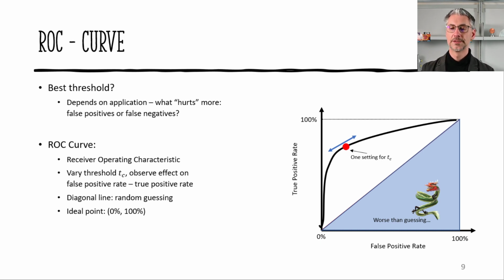It's named after the receiver operating characteristic from radar screens, and what we essentially do is we vary the threshold TC and observe the outcome on the false positive rate and the true positive rate. The diagonal line on this plot corresponds to random guessing, and everything below this is even worse than guessing. And the ideal point is in the upper left-hand corner, where we have always correct results. Of course, in a realistic model, this isn't quite achievable, but the curve will show us how close we get to this ideal.